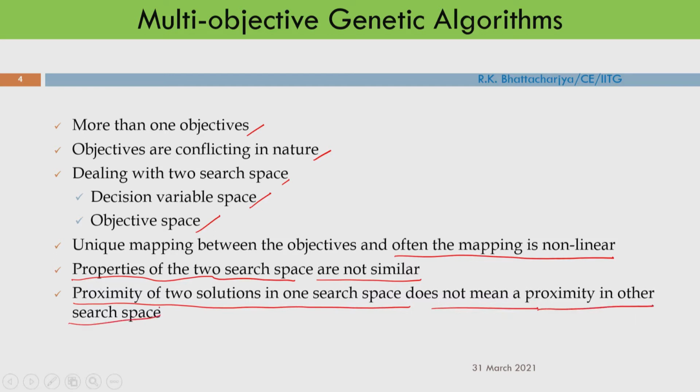That means if two solutions are very close in one search space, it does not mean that the solution will also be close in the other search space. Similarly, if two solutions are very close in the objective search space, it does not mean that the solution will also be close in the decision variable search space.